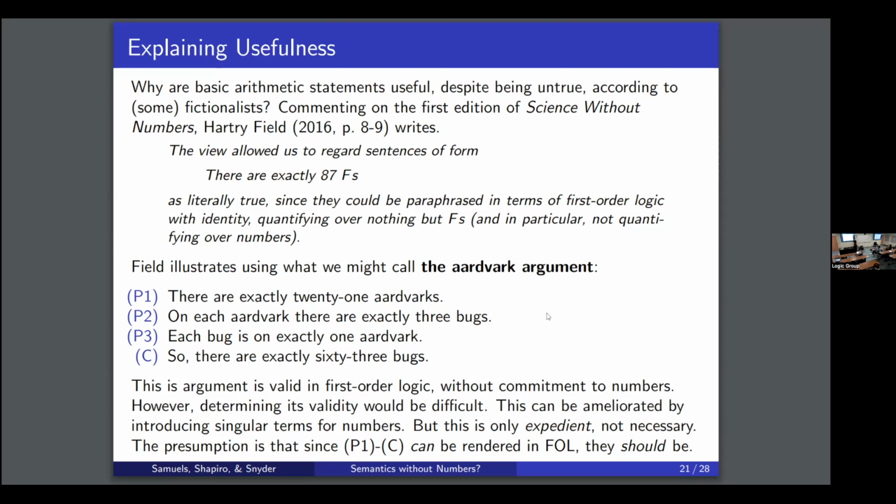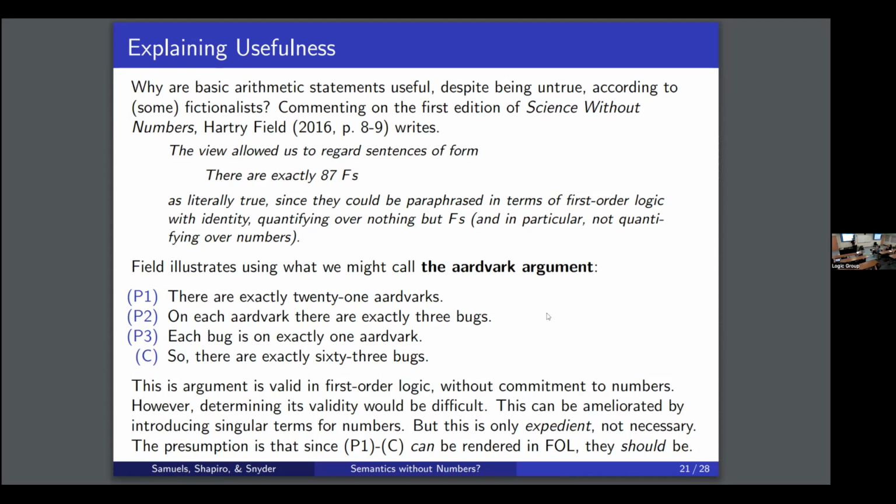Field rightly says, well, one way to get around this, one way of seeing that the argument is valid without having to write out all these quantifiers and identities and whatnot, is to introduce singular terms for numbers. We have this little hash operator. That's a singular term forming operator. It's the number of operator. Well, once we introduce that, it becomes really easy to see that this is in fact a valid argument. But, and here's the crucial point, by introducing these singular terms, it's not like we're making the argument valid. It was already valid all along. It just is expedient to introduce these singular terms.